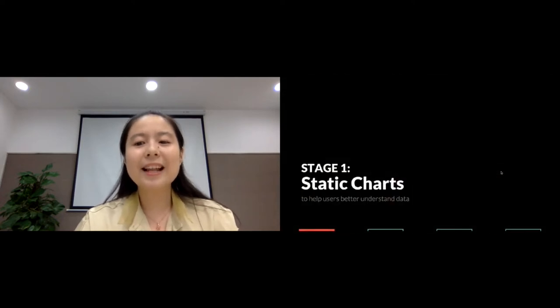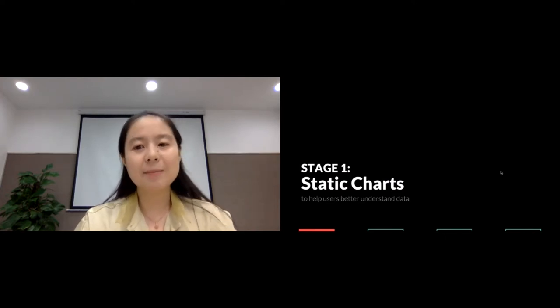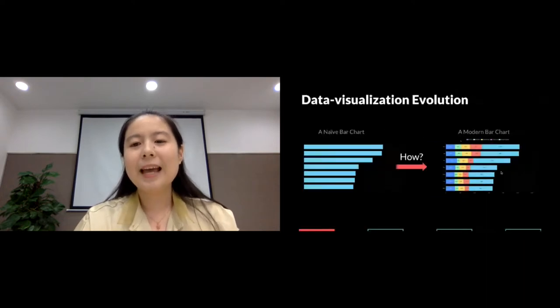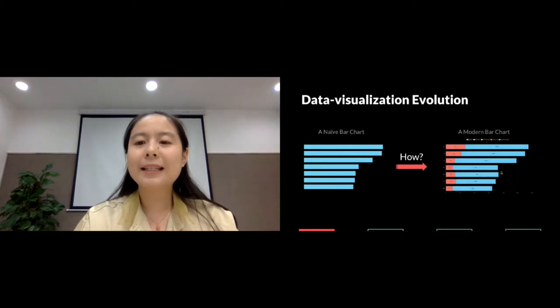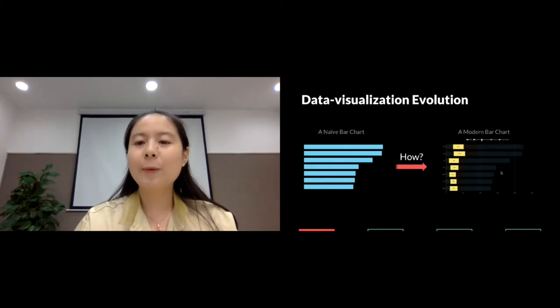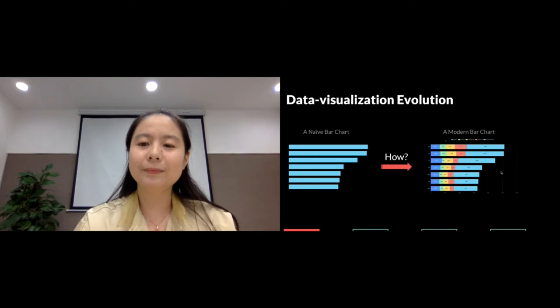Charts at the early stage only had simple functions and were most likely to be static, without animation or interaction. Naive as it might be, it did complete the job to help people better understand obscure data. And next, I'm going to tell the story of how, step by step, these naive charts evolved into modern chart visualization tools. We have much more complex functions today.